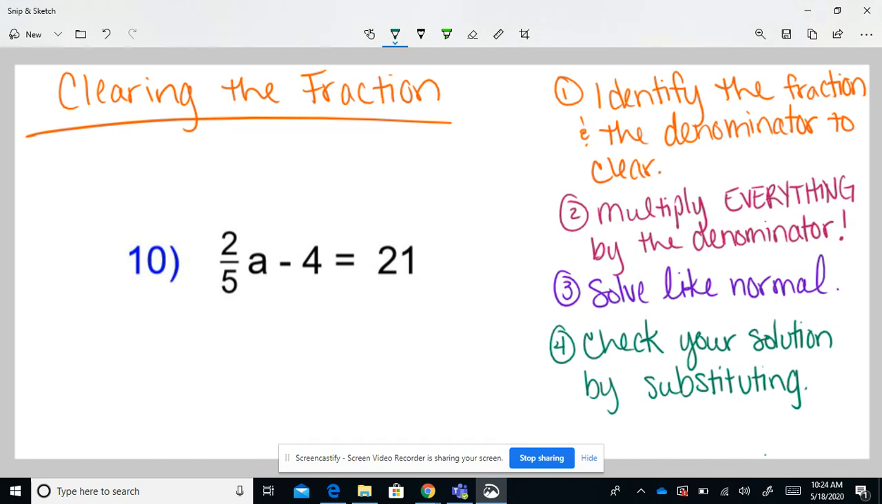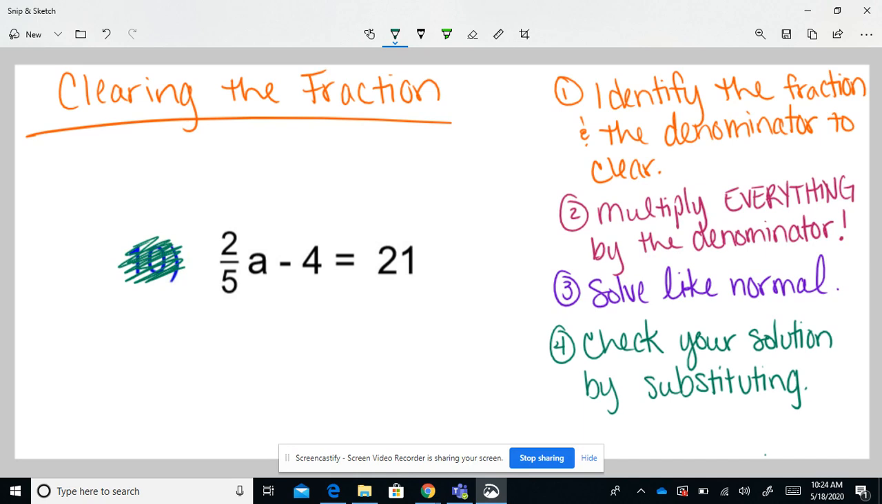So I want to use this example right here to show you just how easy it is to clear the fraction. Okay, ignore this 10 over here. This means nothing. I pulled this from a worksheet. Okay, the equation that we're working with is 2/5 a minus 4 equals 21. Okay, so we're going to follow these step-by-step instructions that I have over on the right-hand side to clear the fraction. Because quite frankly, that 2/5 is just ugly.